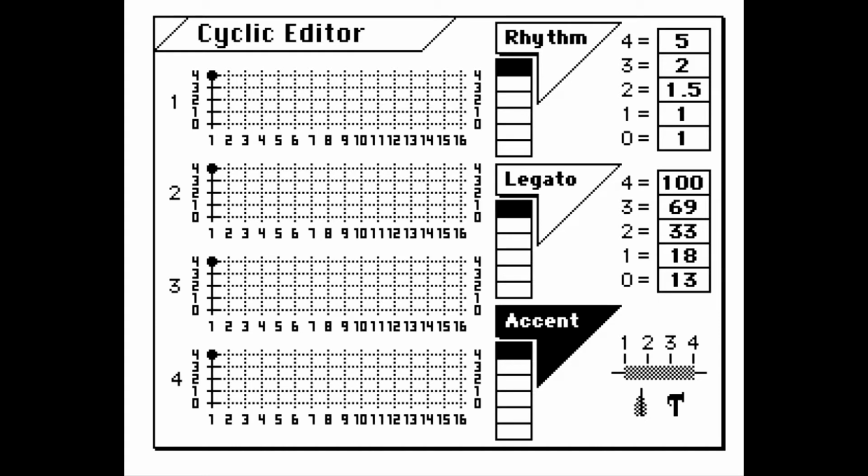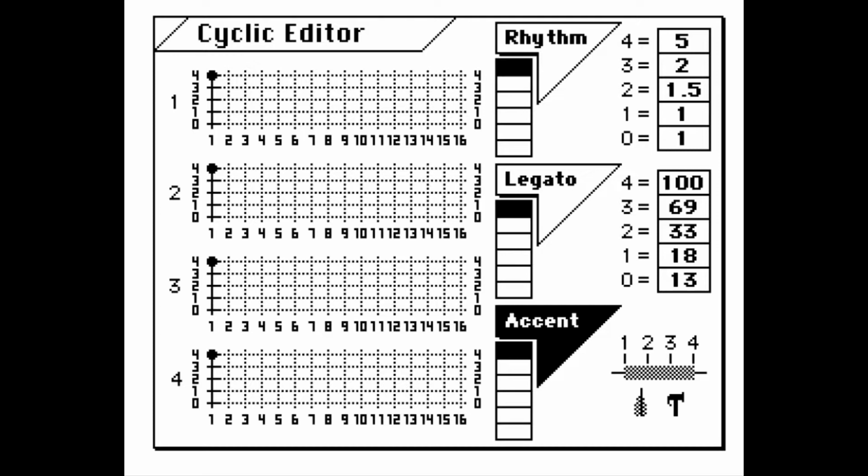And here is the cyclic editor, which you would use to create rhythms and to set up accents and so on. There are 4 sections because M handles 4 voices or 4 channels, so it's only a quarter as complicated as it might look. On the right hand side, again, we have a lot of numeric parameters to set up.